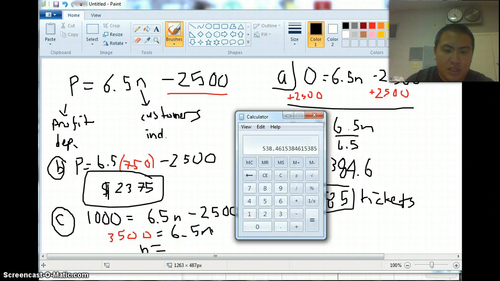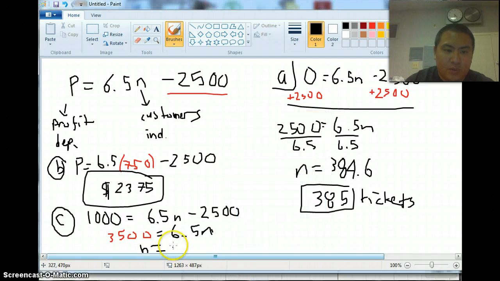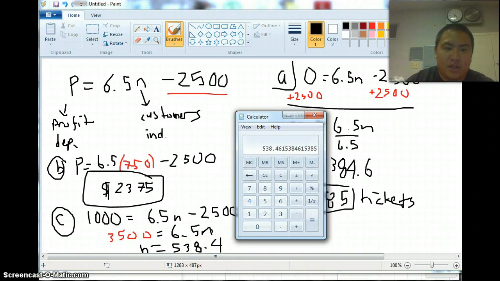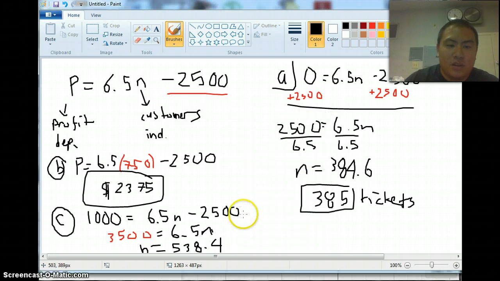Alright, so that leaves me with n is equal to 538.4. So we need about 538 tickets to make $1,000 in profit. And you could round up or down for this one. That's up to you. If you're going to make $1,000 or more in profit, you don't want to only sell 538, because then you'll be short of the 1,000. If you sell 539, then you'll be over 1,000. So I would round up to 539.